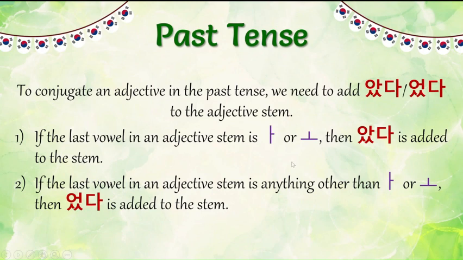Okay, so if the last vowel of the stem is a or o, then 았다 will be added, and if the last vowel is something other than a or o, then 었다 will be added. Okay, now the real game is here. There are again two subdivisions for these two cases. Why? Here we talked about the last vowel. We just talked about focusing on the last vowel of the stem. But we also have to keep in mind if the stem ends in a consonant or in a vowel. Again, there are two subdivisions as I said. Okay, so now let's focus on that.